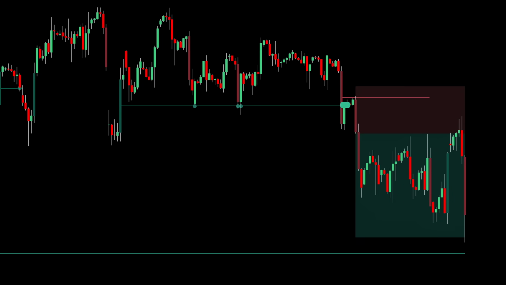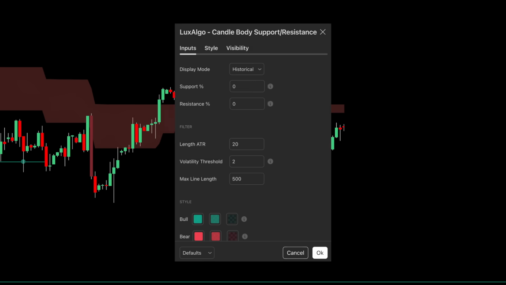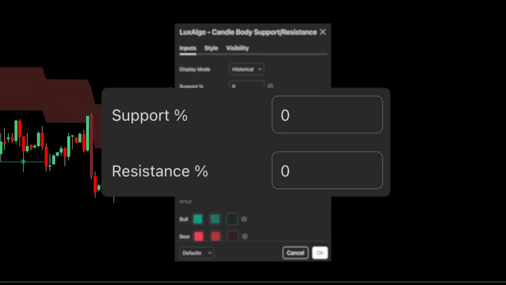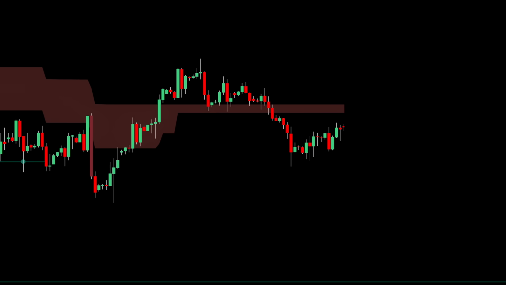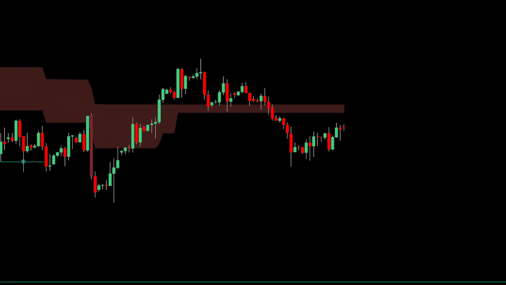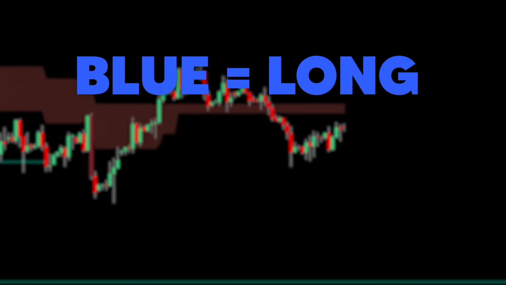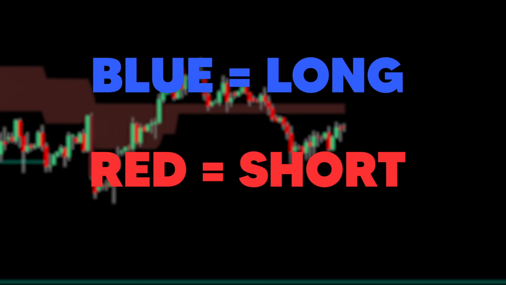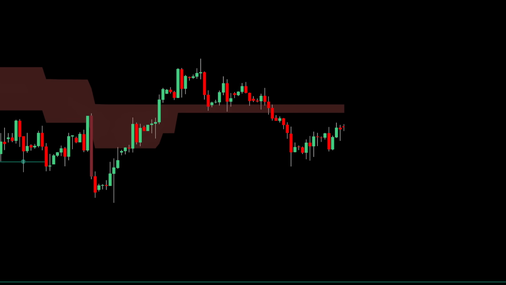You can use the accompanying support or resistance line as your stop-loss level, and another volatility zone as your target. In this example, we've set the support and resistance levels to 0%, so they're drawn from the open of the candle, giving us a precise baseline. We're also using the NeoCloud from the Signals and Overlays toolkit to confirm our directional bias. When it's blue, we're only looking for long setups. When it turns red, we're hunting for shorts. In this case, the cloud is red, so we're focusing on short opportunities.